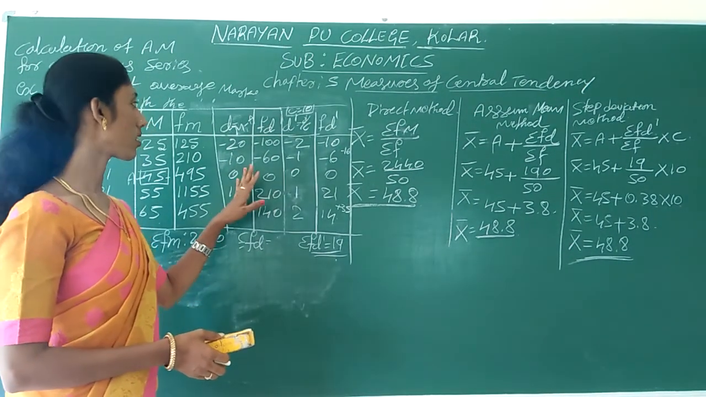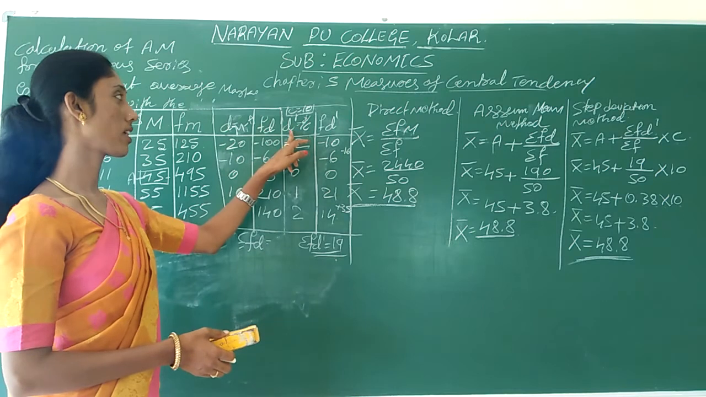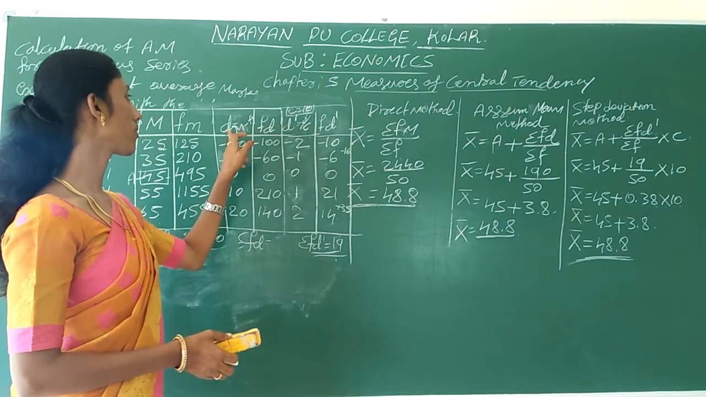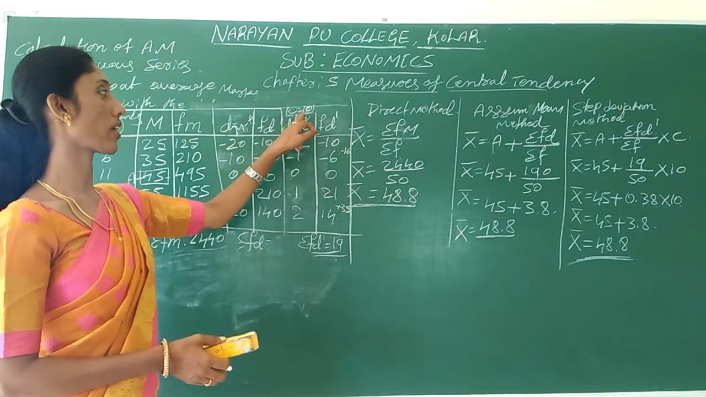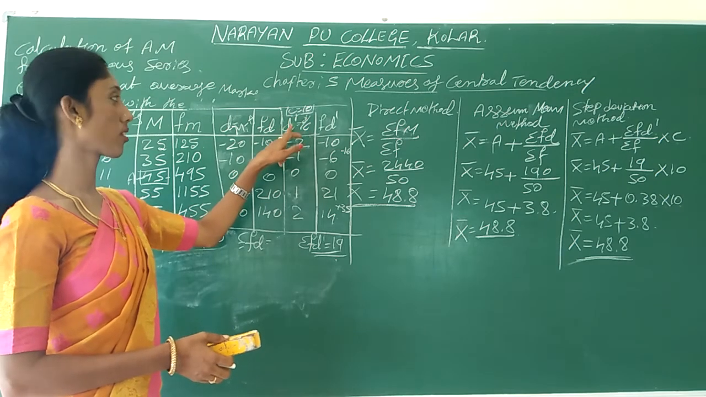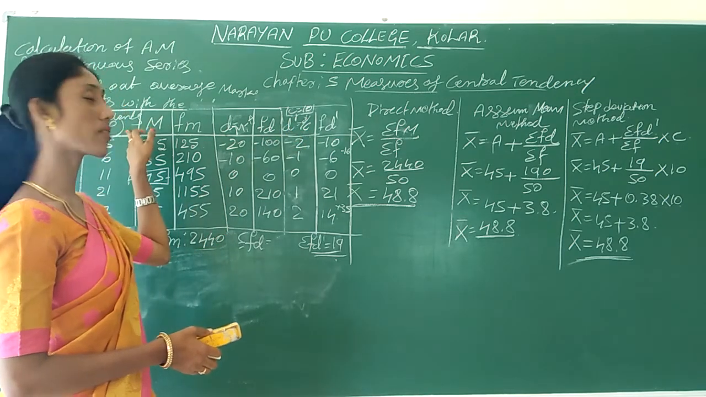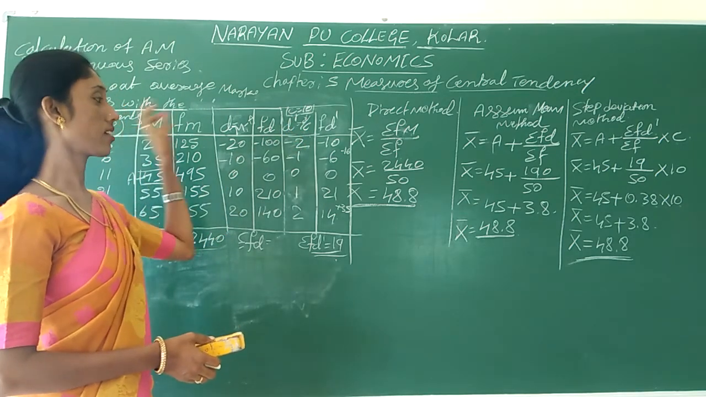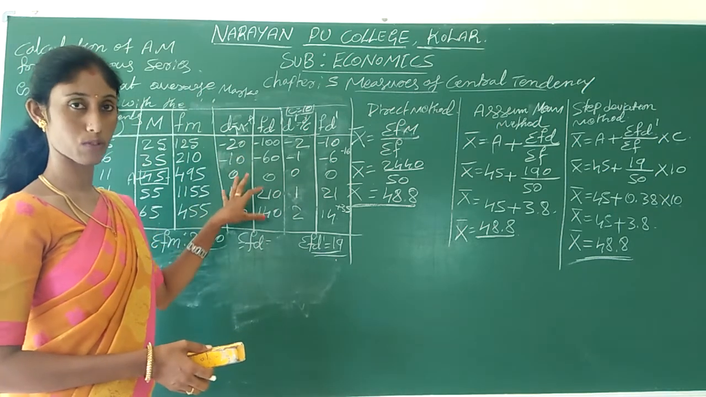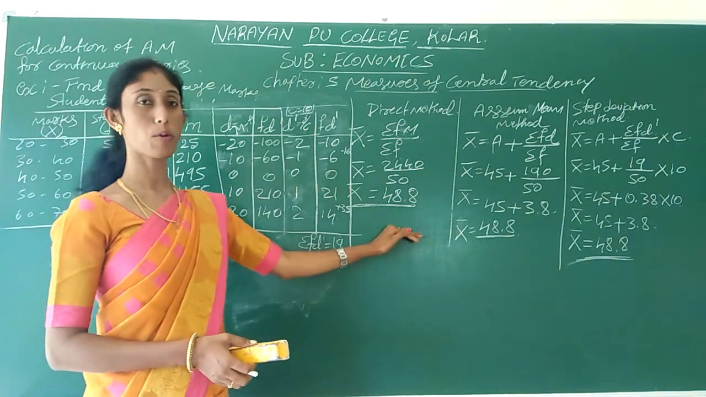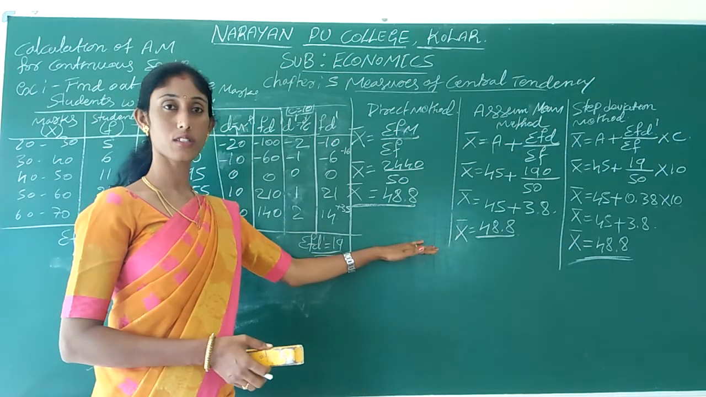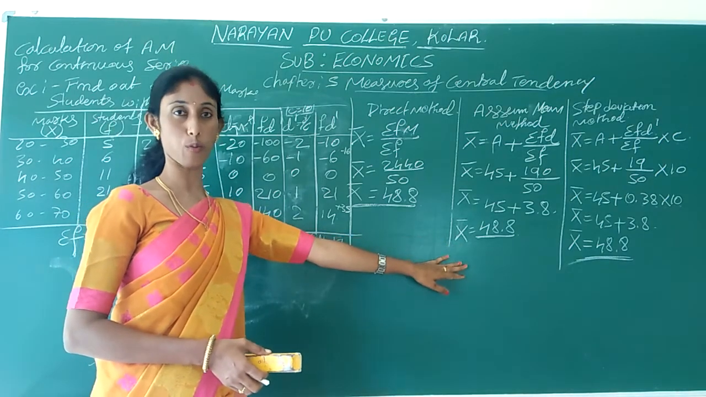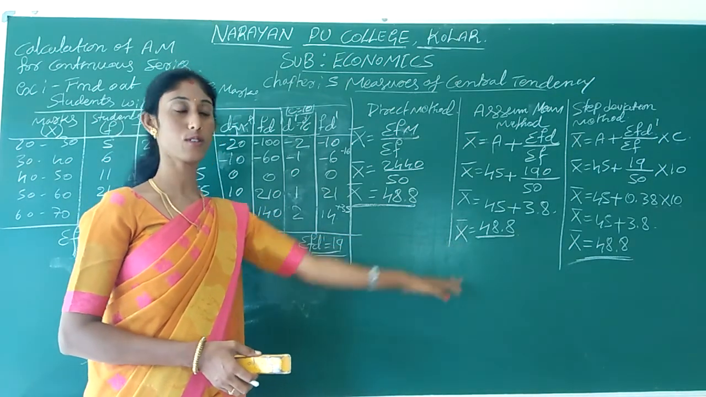Yes, this is how we get d dash, by dividing the deviation values by the common factor, and after finding d dash we will multiply these d dash values again with f, and this is how to get the procedure. And you know about all the formulas in the continuous series and how to simplify and how to apply. I hope all of you understood.